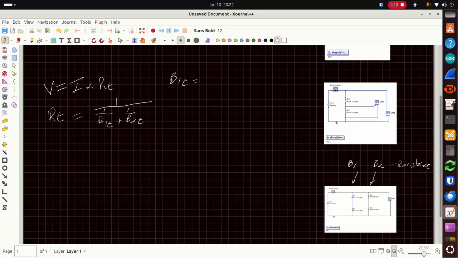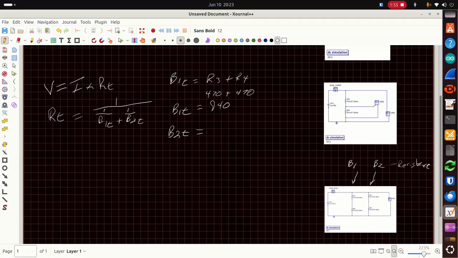So what is branch 1 total? That is going to be R3 plus R4. And that is 470 ohms plus 470 ohms, and that equals 940 ohms. So branch 1 total is 940 ohms, okay?